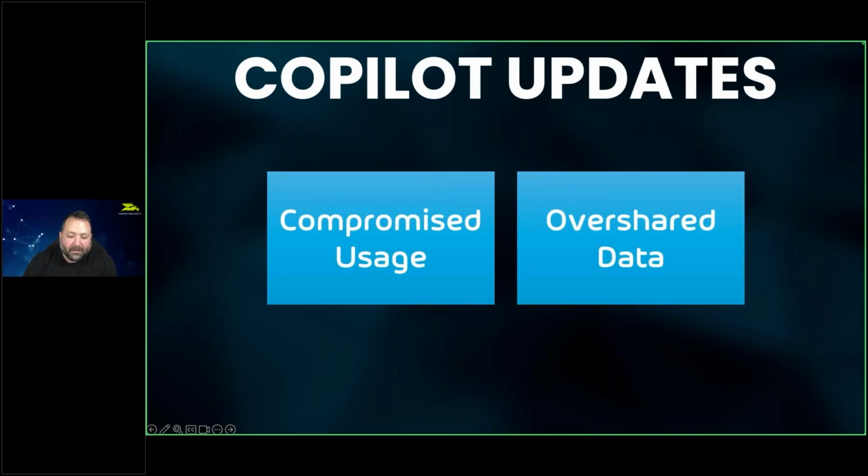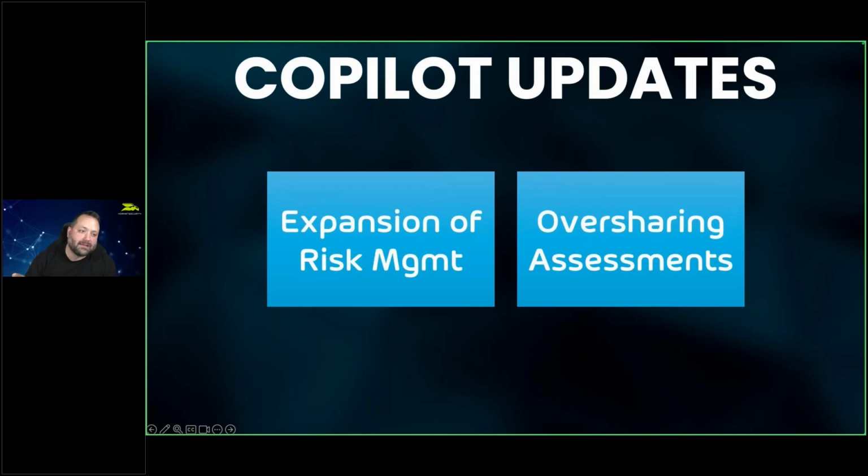And so they have expanded on a couple of things to help address this, but it doesn't fully solve the issue yet, in my opinion. So the first thing that they did is they announced an expansion of their risk management framework. And this is, again, part of Microsoft Purview. And risk management basically looks for, and throws alerts for, that compromised usage scenario. So an employee is poking around doing Copilot prompts that maybe they shouldn't be doing, right? Alert on that type of thing.